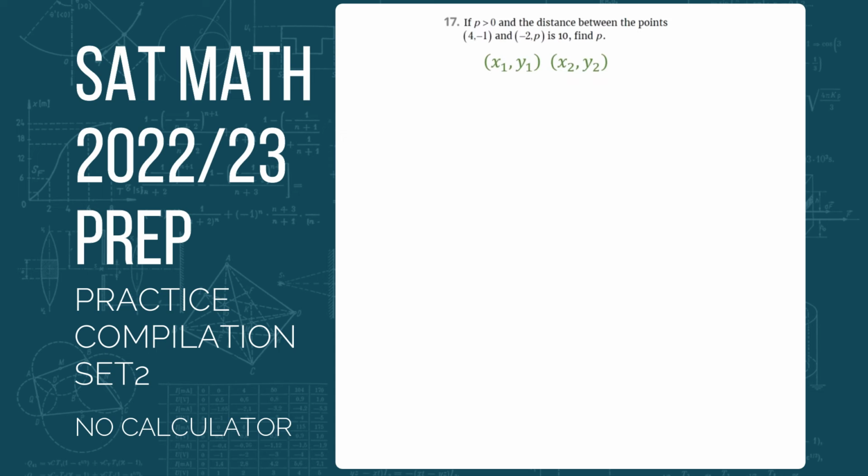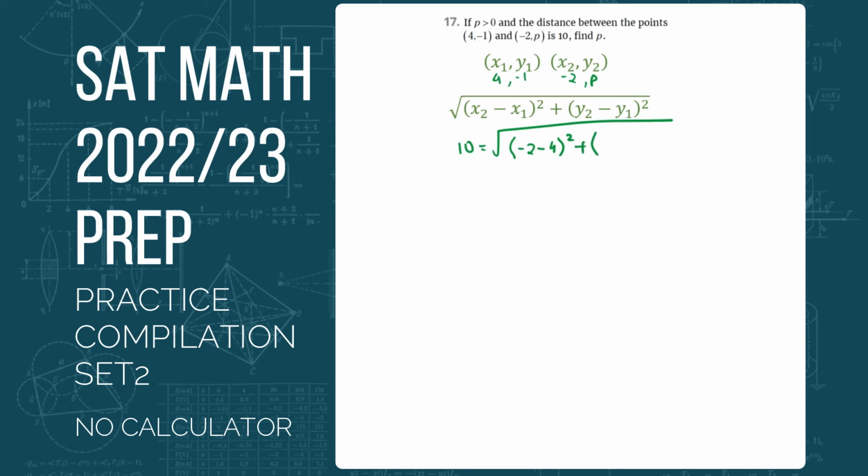P is greater than 0 and the distance between the points 4, negative 1 and negative 2, P is 10. Find P. Let's plug in the values of the first point 4, negative 1, and negative 2, P, into the distance between 2 points formula. We're told that 10 is equal to the square root of x2, which is negative 2 minus 4 squared, plus y2, which is p minus negative 1 squared, which would be equal to negative 6 squared plus p plus 1 squared.